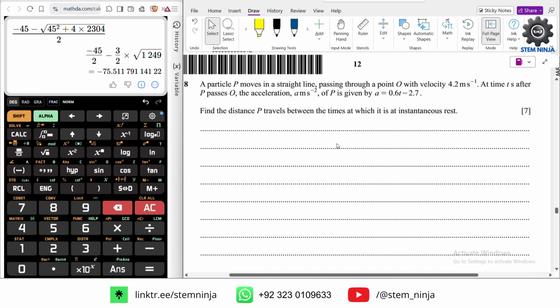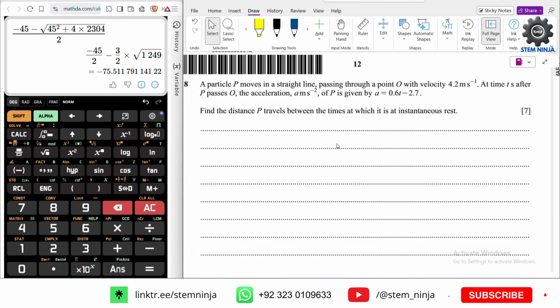Question number 8. A particle P moves in a straight line passing through a point O with velocity 4.2 meters per second. At time t seconds after P passes O, the acceleration a of P is given by this. Find the distance P travels between the times at which it is at instantaneous rest. So instantaneous rest means where velocity is 0 momentarily.